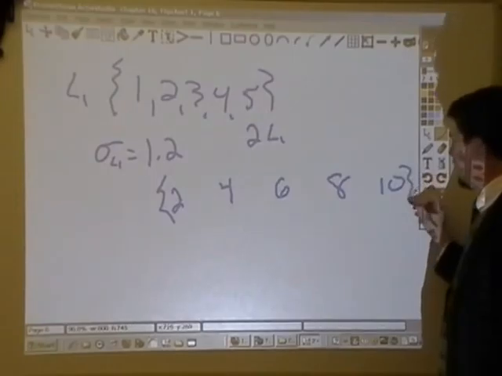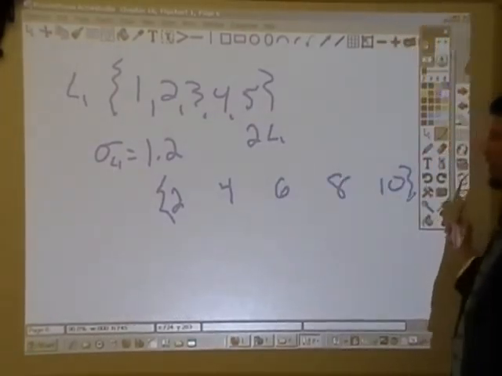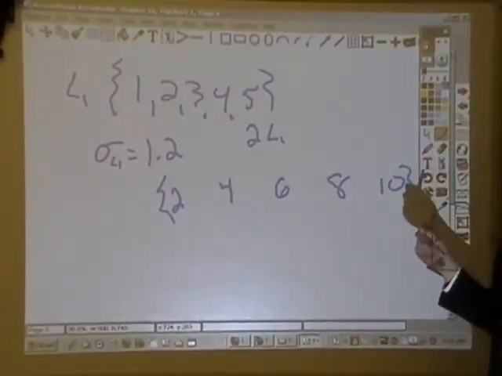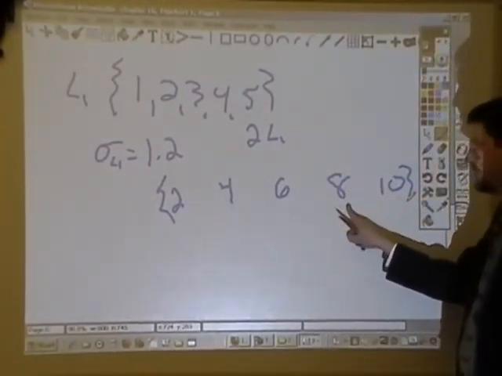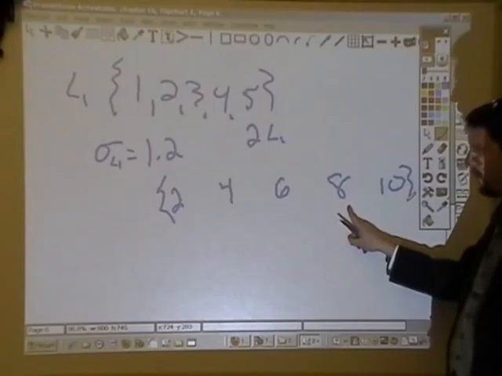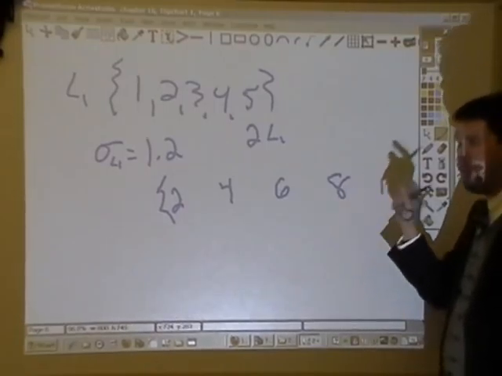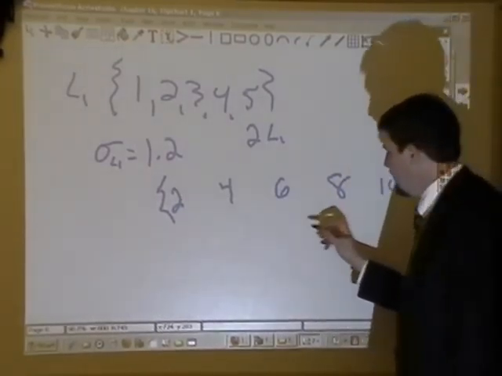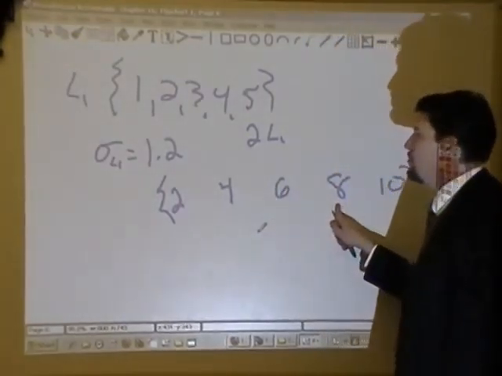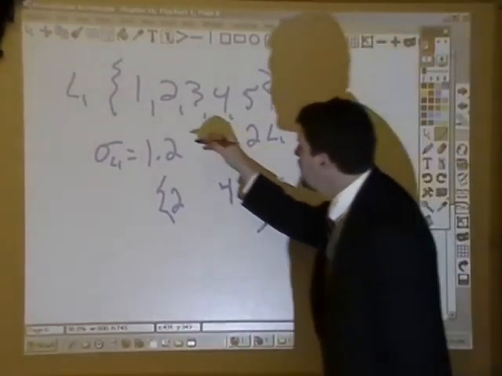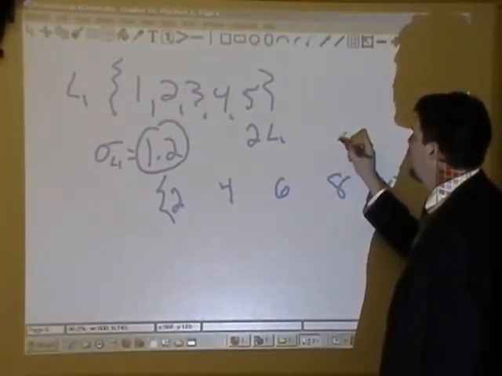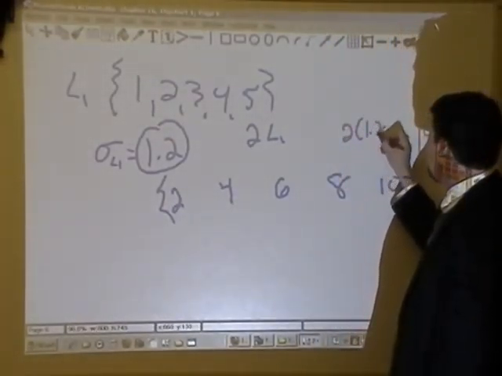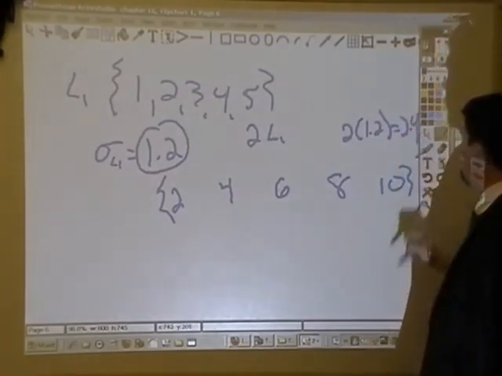I've tried to put that in frame here. Now notice that it's spread out. Has the standard deviation changed? Yes, this distribution is more spread out. Standard deviation has changed here. How much? As we found out before, it's changed by 2. We took the standard deviation of L1 and multiplied it by 2. So 2 times 1.2 was 2.4.